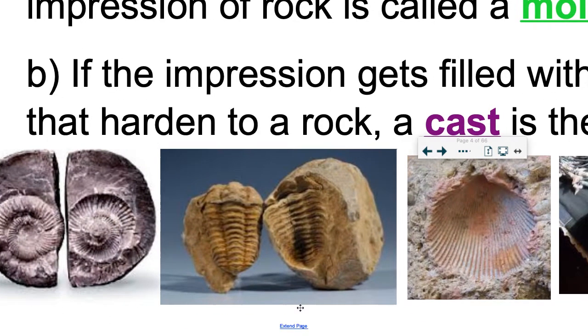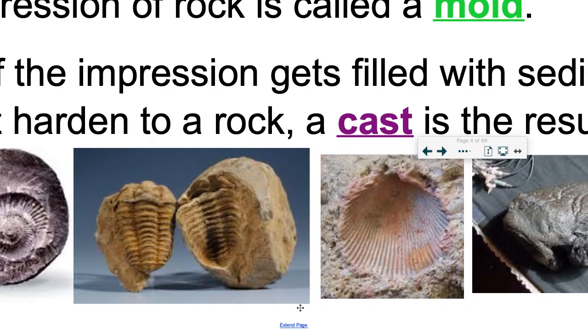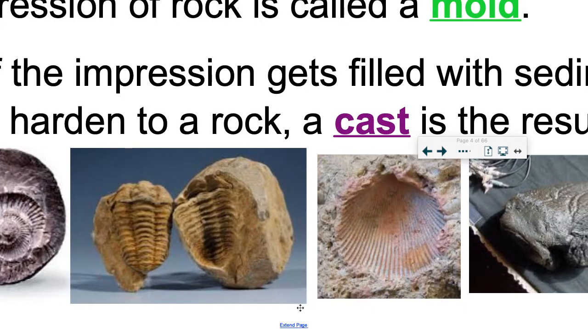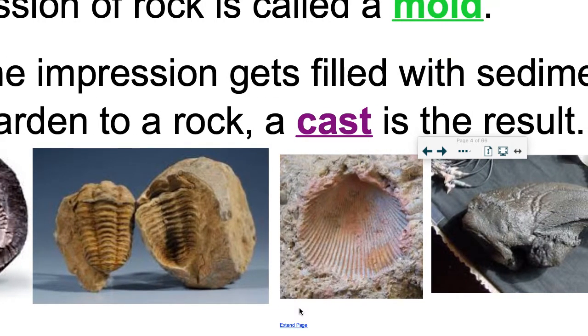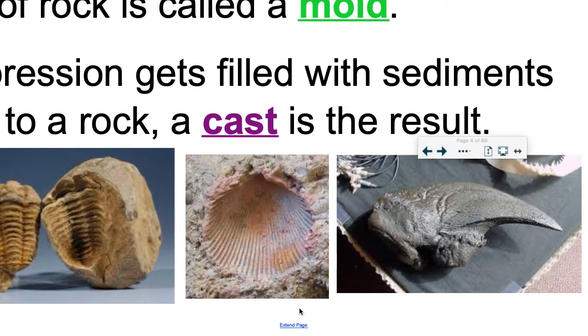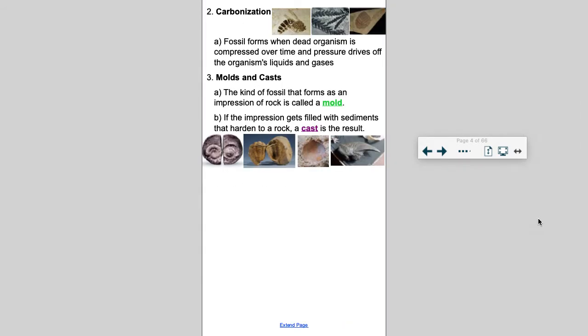Wait, what are these? Those are just types of shells. I don't really know what they are. All right, is this a mold or a cast? That's a mold. It's an imprint. Okay. This talon, maybe it's a velociraptor claw. I don't know. Mold or a cast? Cast. Okay. Because it literally looks like the claw itself.